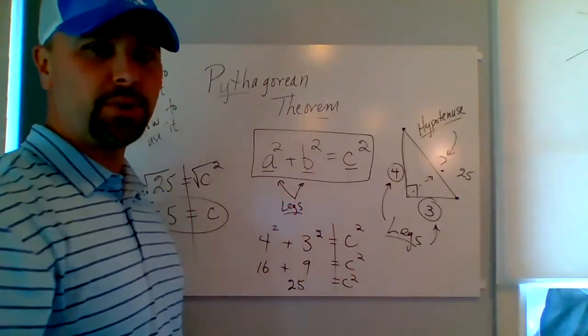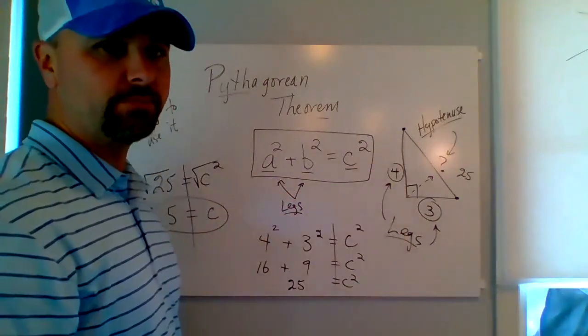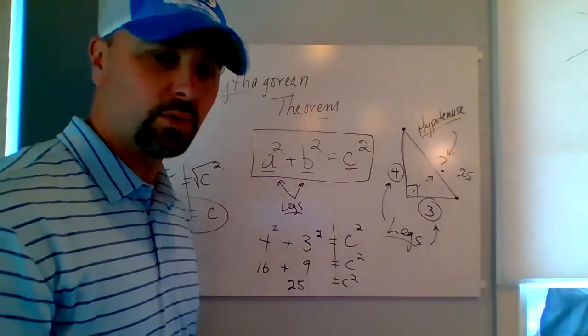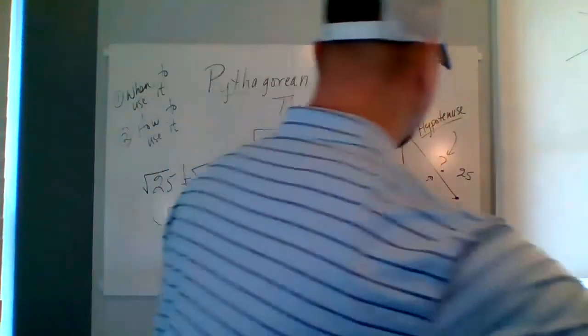Put them in for A and B, and we solve for C. It's a little bit different when we are missing a leg. So let's just take a look at that.